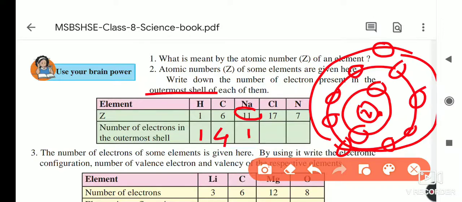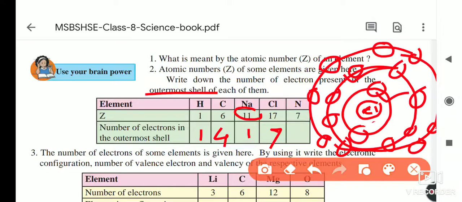Okay. Now suppose it is the element chlorine. So chlorine's atomic number is how much? 17. As usual, 2 electrons enter the first orbit, and in the second orbit how many? 8 will enter. So 2 plus 8, 10 over. So 17 minus 10, how much remains? 7. So 7 electrons are there in the outermost shell: 1, 2, 3, 4, 5, 6, and I will draw here 7. So how many electrons are there in the outermost shell?